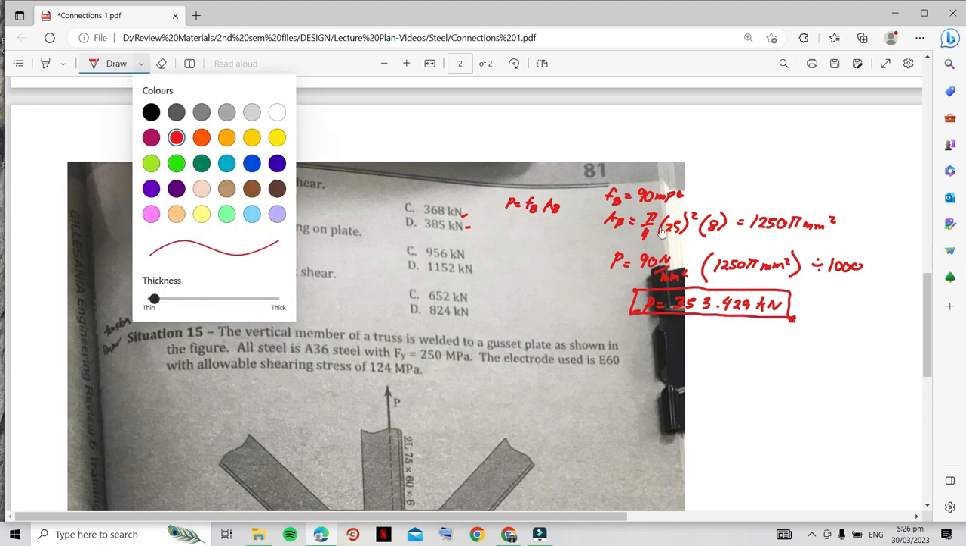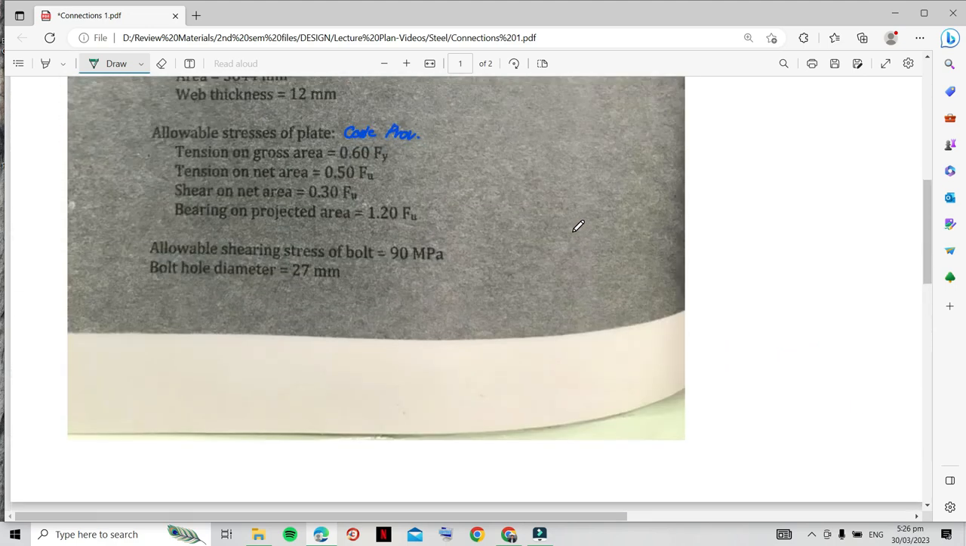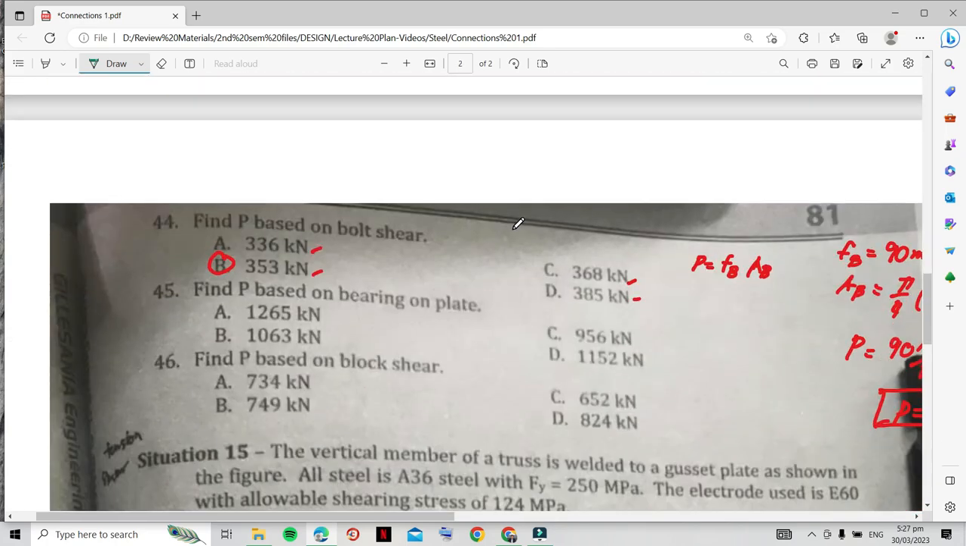Next question. Find P, or the force, based on bearing on the plate. When you say bearing, it is the failure due to the elongation of the hole. So basically what will happen here is when you apply a force P in that direction, the bolt hole will extend, the hole will become larger, and then the connection will fail. That's when it's bearing on the plate.